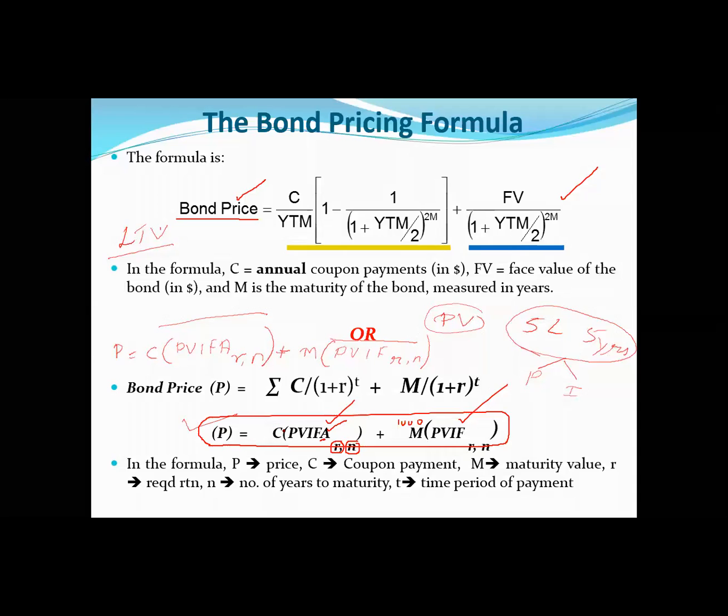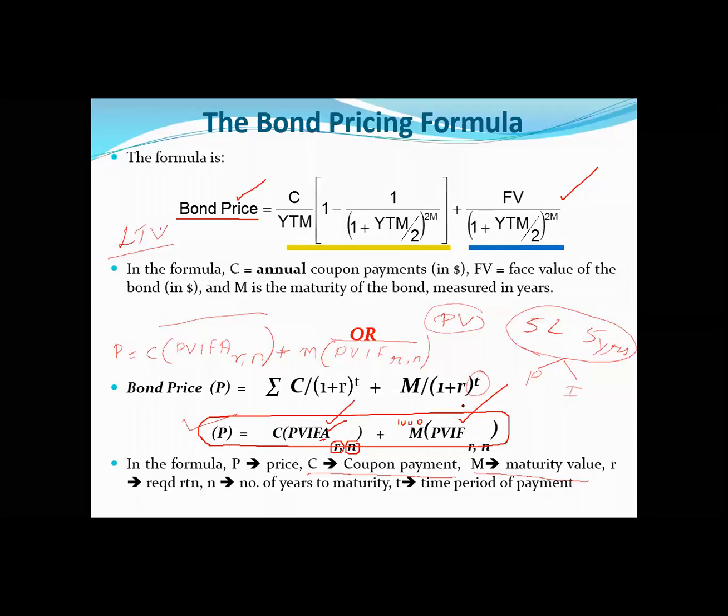So it is C. C is nothing but your coupon payment. What is mentioned here? C is nothing but your coupon payment. M is your maturity value. R is nothing but your required rate of return. N is the number of years that you have to maturity, and of course T stands for the time to maturity. So there is a concept here called T. In this case it is T here, but in the second equation there is no T, so don't worry about it.